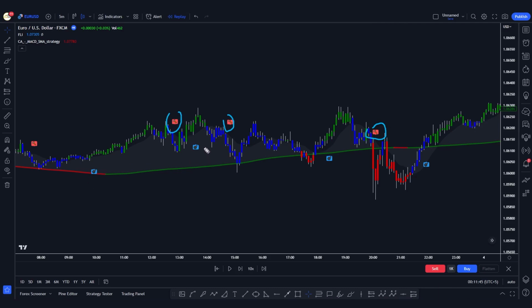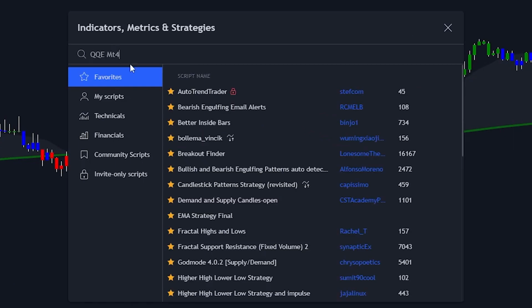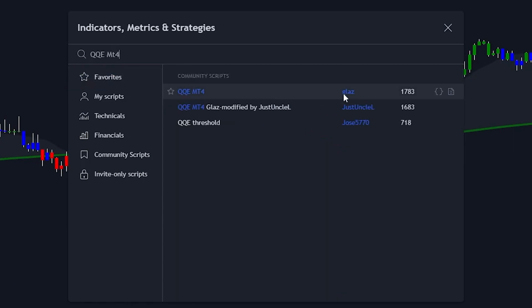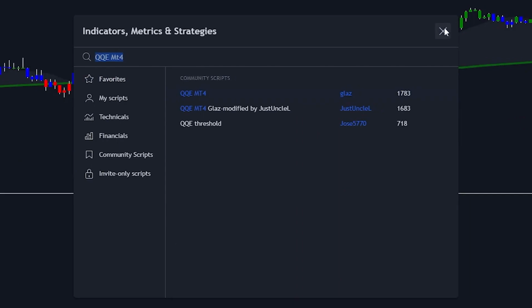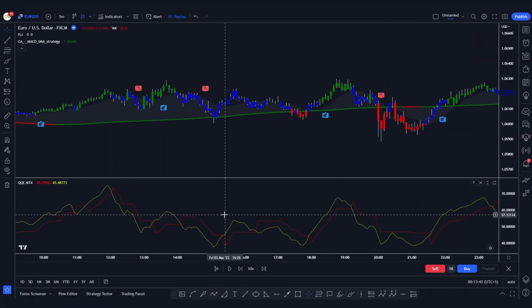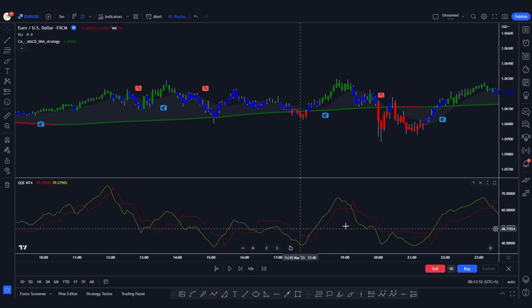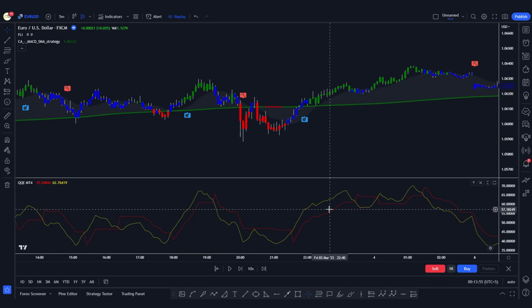So now I'm going to show you how you can avoid these false signals and increase your win probability even further. And to achieve that goal, we're going to go to the indicator tab, and here we're going to search for the QQE MT4 indicator, and we're going to add this indicator to the chart. Now the best thing about this indicator is it tells us very clearly about the momentum strength of the market. So if the market is in a bullish direction, this indicator will tell us how much strength that momentum has, and the same goes for the opposite, for example for the bearish strength in the market.